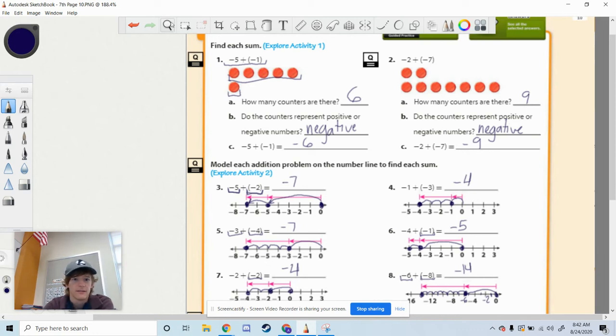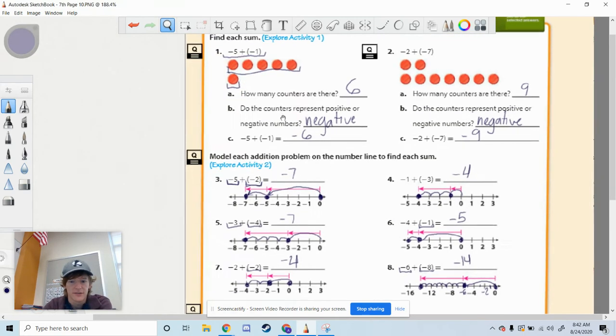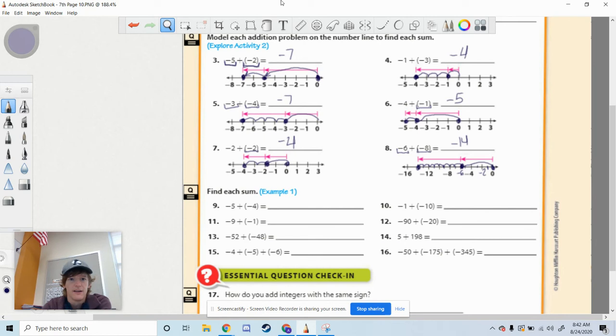Now, we need to zoom down a little bit because we've got some more problems here. On these, we don't need to use counters probably at this point, and we probably don't need to use a number line. So we'll go ahead and start.